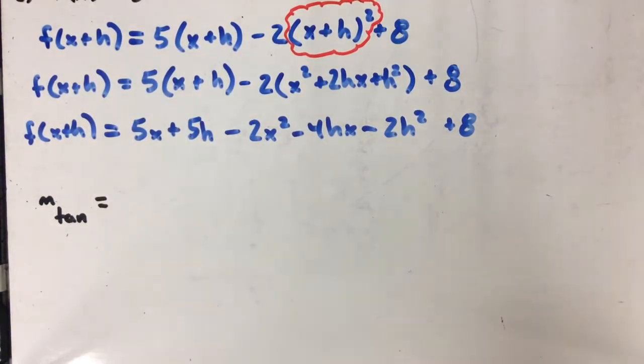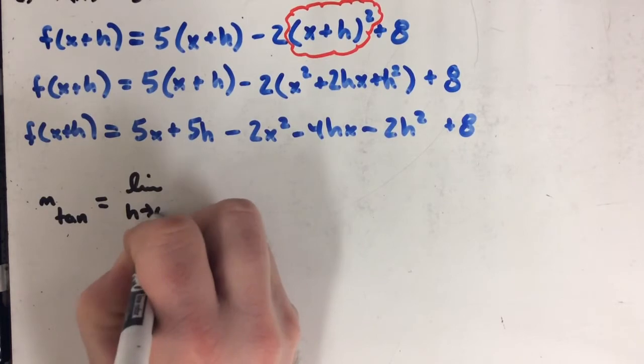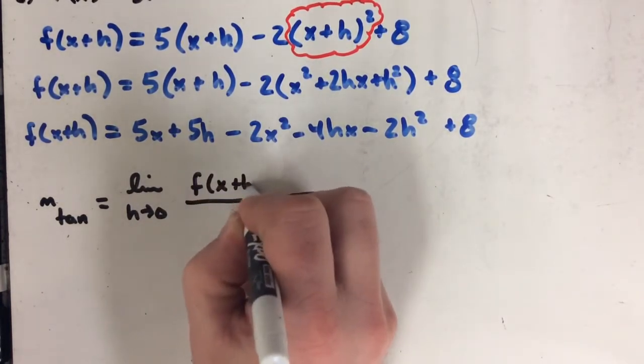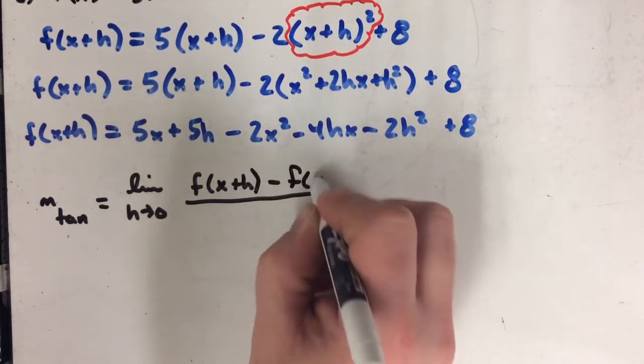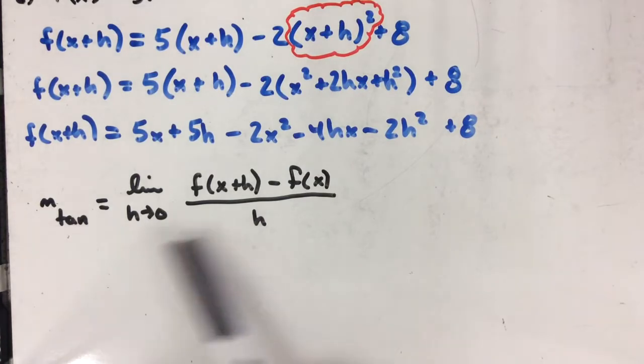Forgot the limit part. So in front here, we should do the limit as h approaches 0. And then our fraction, our difference quotient, f of x plus h minus f of x, all of that over h.